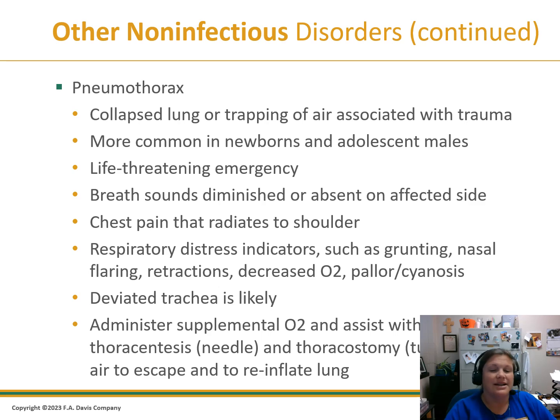The trachea is likely deviated. Whatever side the lung has collapsed on, we would expect that the trachea be deviated to that side. The patient may complain of chest pain that's radiating to the shoulders, but it's actually initially forming in their chest. Since newborns are typically the age that demonstrate this, you would expect the grunting, nasal flaring, visible retractions, pallor, cyanosis, and their O2 sat to drop.